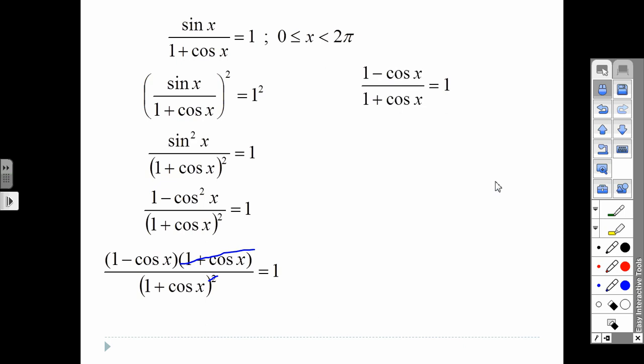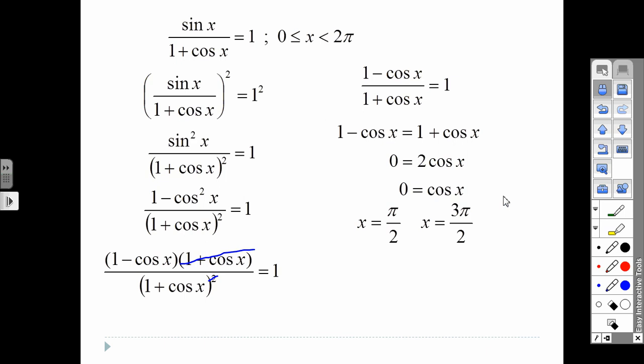1 minus cosine over 1 plus cosine is equal to 1. At this point, I'm going to cross multiply, basically move this denominator up to the other side. And notice that your 1's are going to drop out. And this, I can move over there. Combine terms, I get 0 equals 2 cosine x. Divide by 2, I get 0 equals cosine x. So that's nice. So let's look at the places where cosine is 0. And that's going to give you pi over 2 and 3 pi over 2.